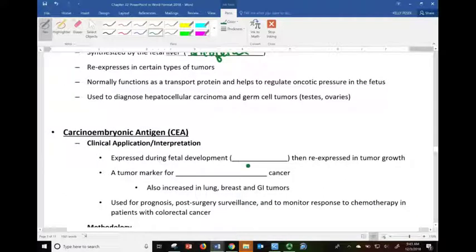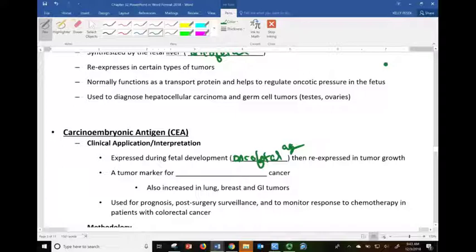Carcinoembryonic antigen, or CEA, is a part of a large family, and it's involved in apoptosis, immunity, and cell adhesion. And it is thought that CEA may be involved in metastasis. So it's expressed during fetal development, so that makes this one oncofetal as well, and this one is an oncofetal antigen. And then it can re-express in tumor growth.